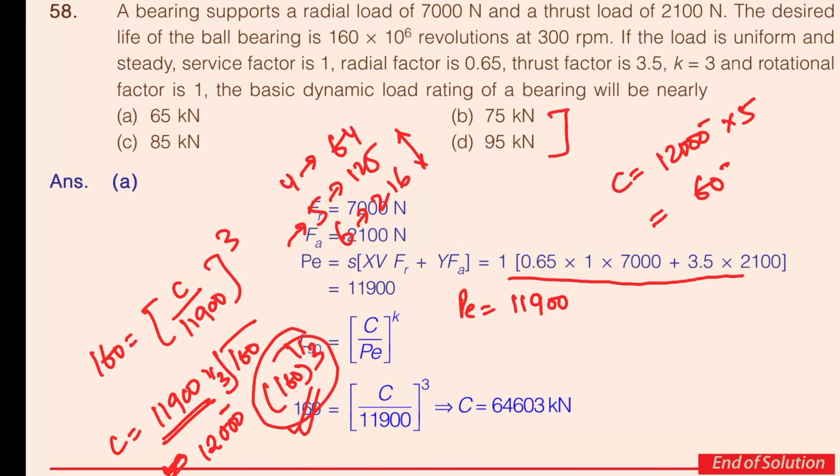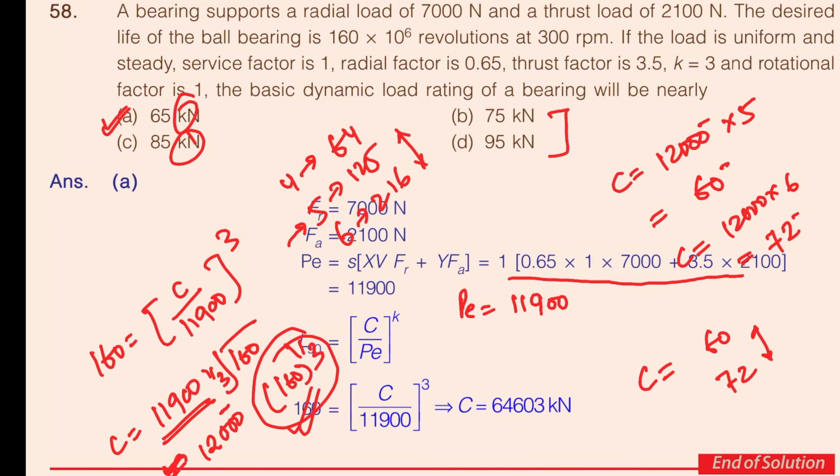At the same time, if we assume it to be 6, then the value that we are going to get is C equal to 12,000 into 6, a little bit lesser than 72. There is a kilo mentioned over here, so the 1000 factor we are ignoring. So the C value will be somewhere between 60 and 72, and there is only one option which satisfies this particular condition, and that is option A. So option A is correct. This is how we can do hit and trial in our numerical methods also.